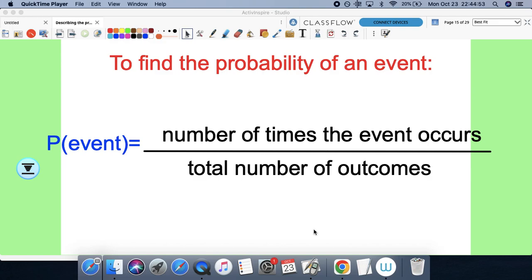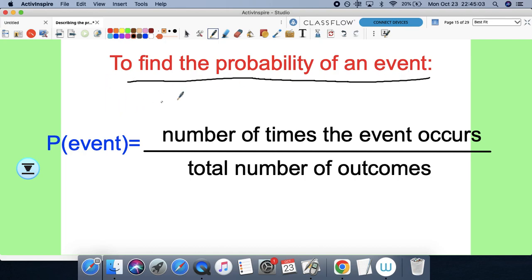Question from yesterday. On the top, right here, it says to find the probability of an event, we have to find out the number of times the event occurs and then divide it by the total number of outcomes. You can leave your answer as a fraction, you can change it to percent, or you can leave it as a decimal. Okay, so we're going to do a few examples.